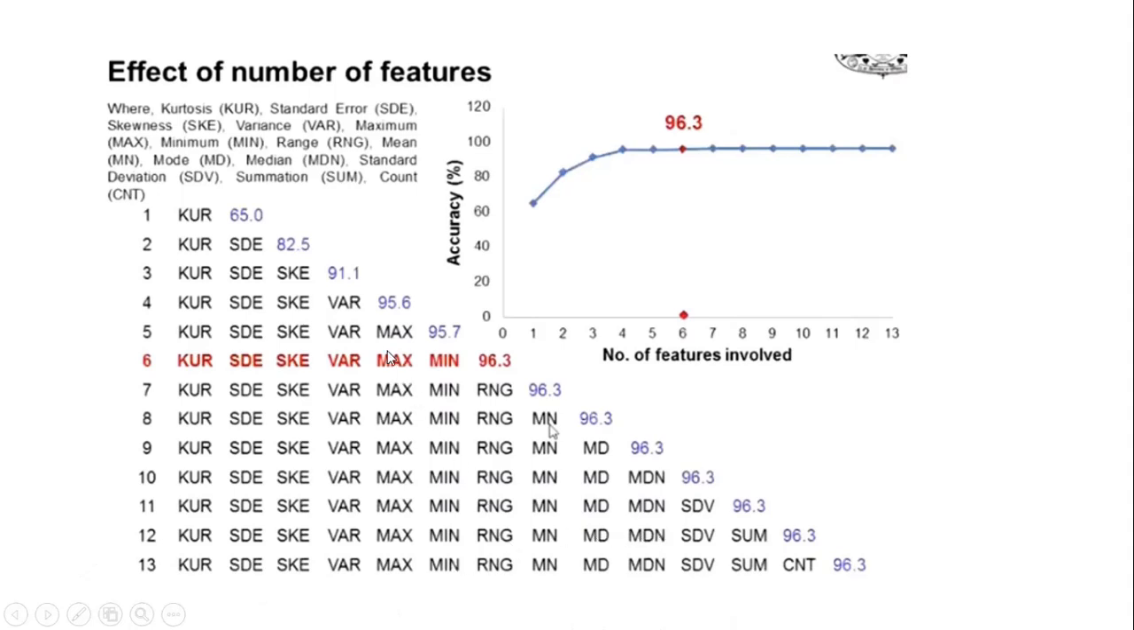And if we want to see the minimum number of features required to get the same accuracy, here you can see that from 13 to 12, again the same accuracy, for 11 the same accuracy, 96.3, and so on. This continues up to the sixth number of features: kurtosis, standard deviation, skewness, variance, maximum, minimum. After 6, the accuracy does not change, and before 6, the accuracy decreases. Hence, 6 features are sufficient to consider in order to reduce the computation time.